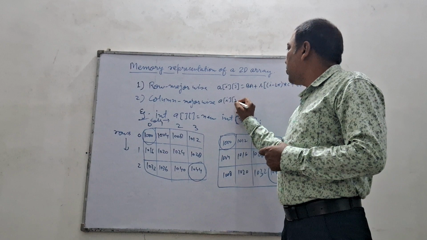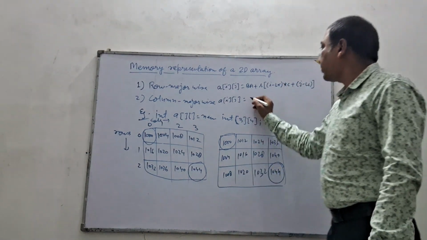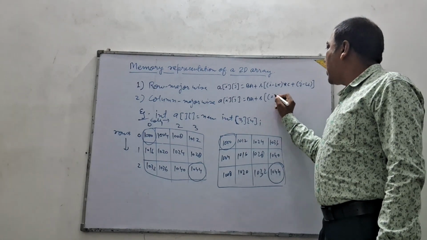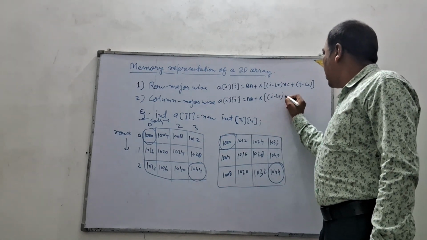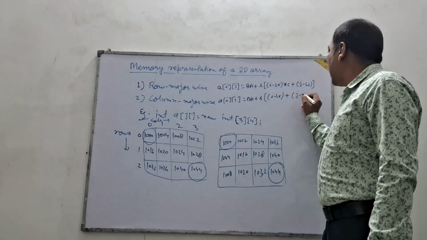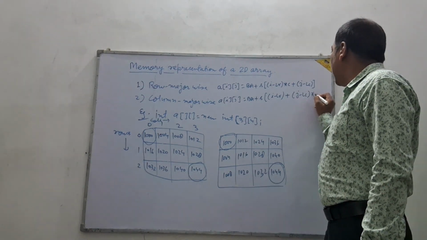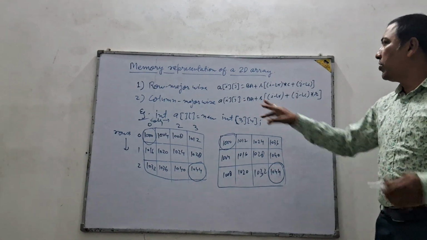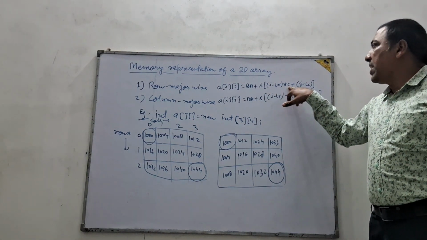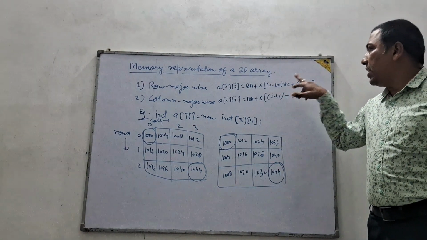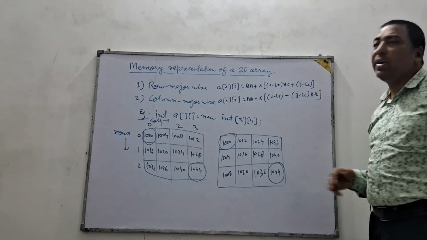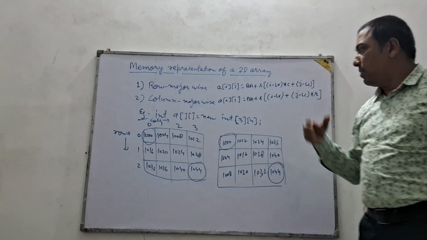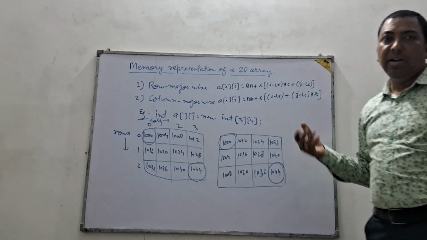If column major wise, you want to find the address of A[i][j]: base address plus size times ((j minus LC) into R plus (i minus LR)). So in the row major formula you can see we multiply by columns, and in the column major formula we multiply by rows. Now with the help of some questions, we will understand how to solve it.